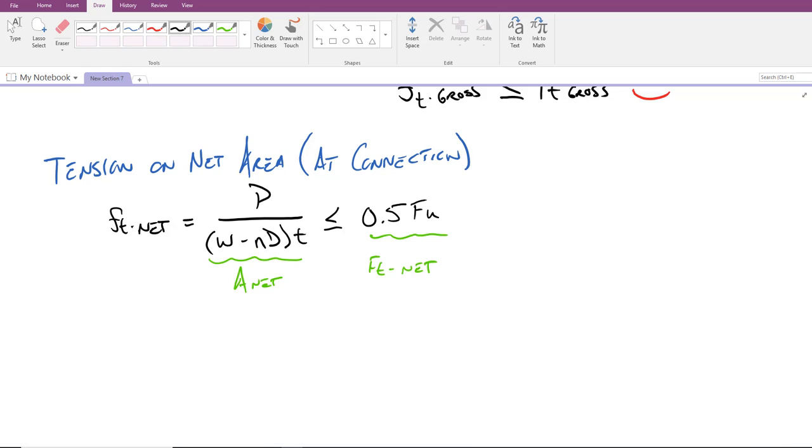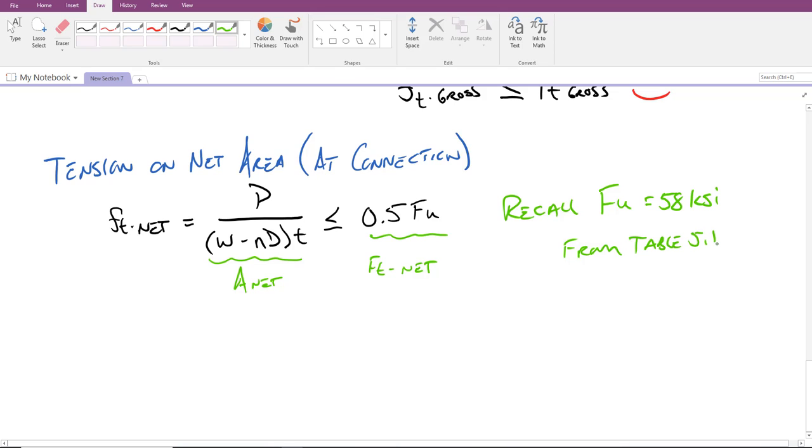All right, time to do some math. Did we do this one already? I don't think we have done this one. We do need to go back to table 5.1 and remember that the ultimate stress is 58 KSI.